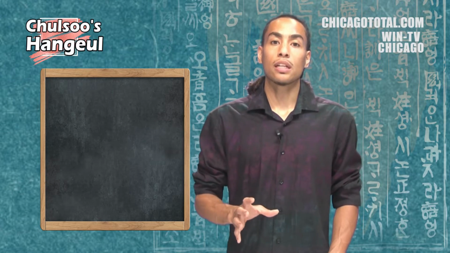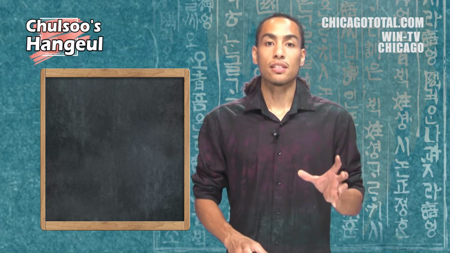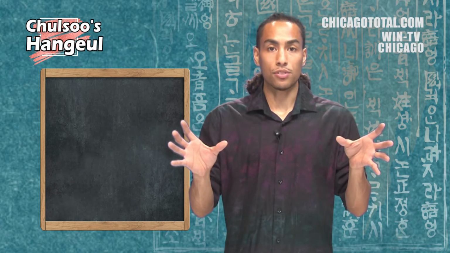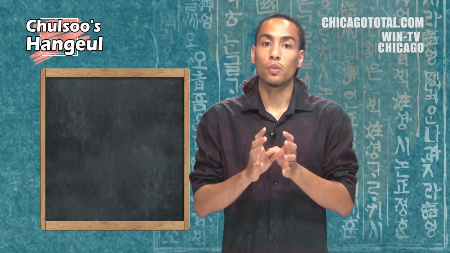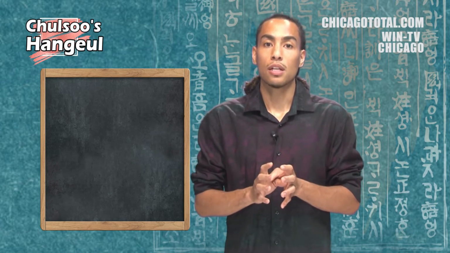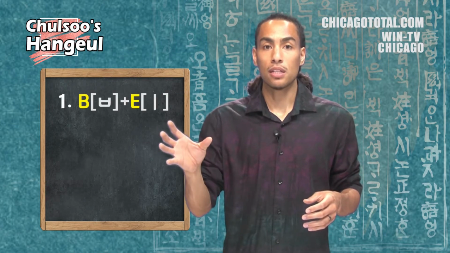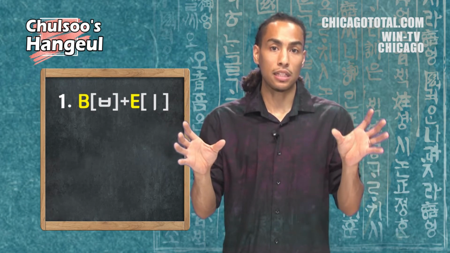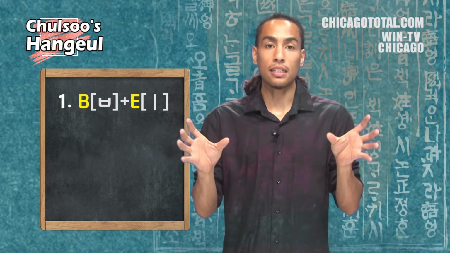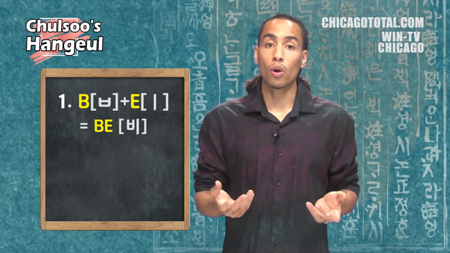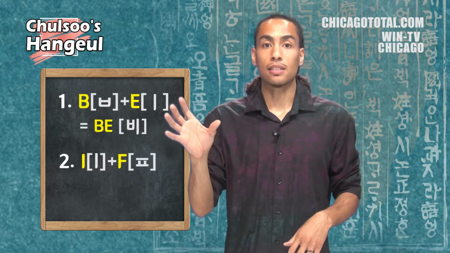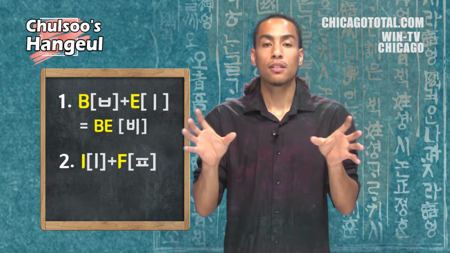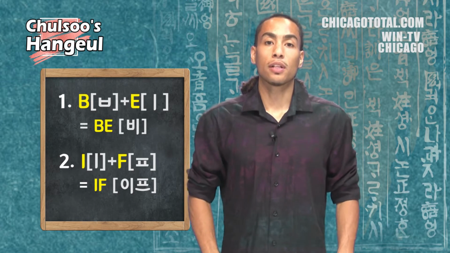Okay, so the Korean language and alphabet is actually quite simple. It is an alphabet, and what I mean by that is it is made up of different letters, and you take those letters and connect them to make syllables, and you put the syllables together to make words. So for example, in English, you have the letter B and you have the letter E. B makes a B sound and E makes the E sound. If you connect B and E together, you make the word be. Or if you take I, which makes the I sound, and F, which makes the F sound, if you connect I, F, you make if. So it's very similar in the Korean language.